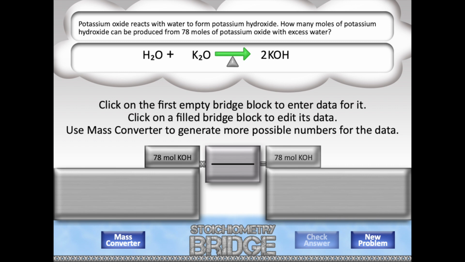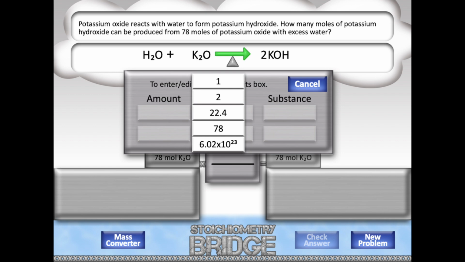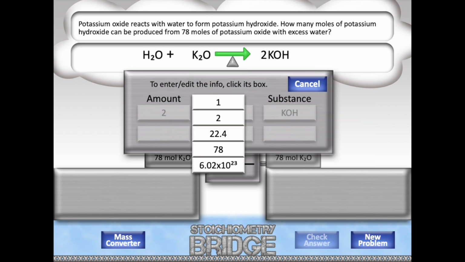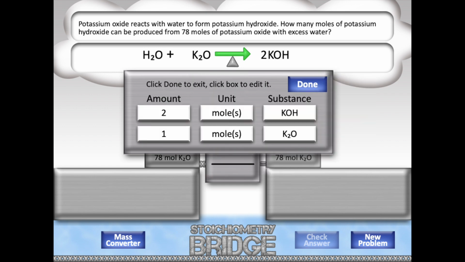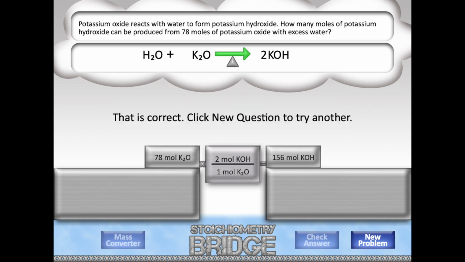If a mass was given or requested as an answer, the mass converter would be needed to generate atomic or formula masses. The center box here is a conversion factor from moles of K2O to moles of KOH. Use the amount, unit, and substance drop-down menus to enter your choices. When completed, select the Checked Answer button to see how you did. If successful, select the New Problem button. If not, revise your work until the correct answer is achieved.